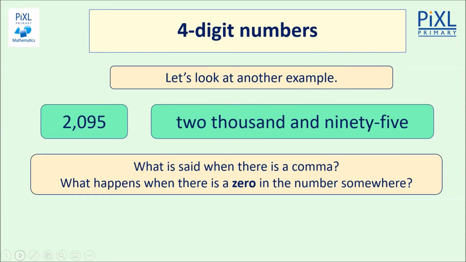Let's have a look at another example. 2,095. Have a look at a number, not as words, as an actual number. 2,095. Which word do you say when there's a comma? And what happens when there is a 0 in the number somewhere? What is the point of a 0? Think back to last year. Pause the video and answer those questions.